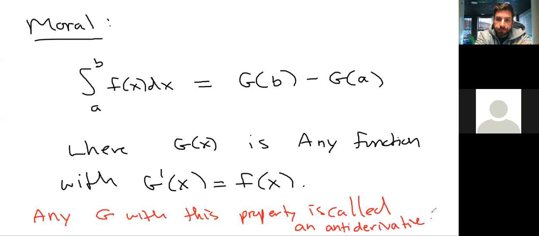Does anybody have a question or a concern? Don't forget, and we're going to do some examples shortly, so all these generic letters are going to be replaced by specific functions and numbers. Comments, questions?